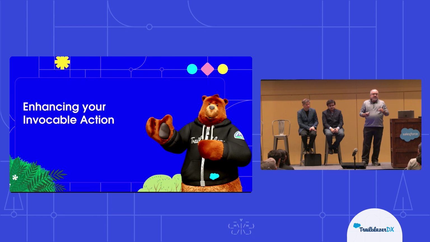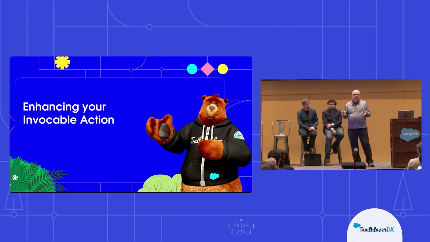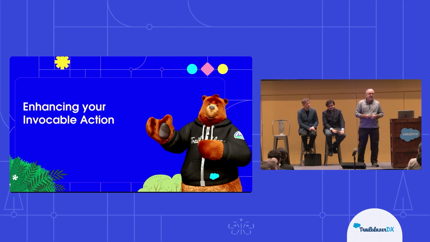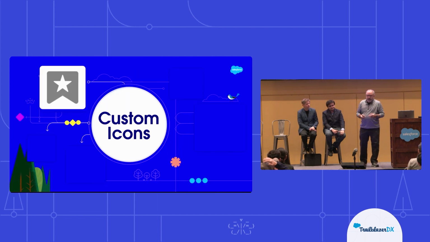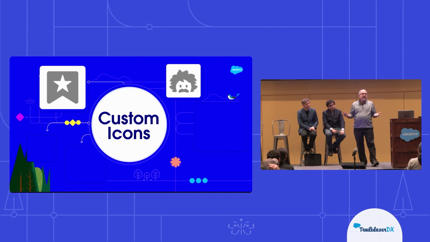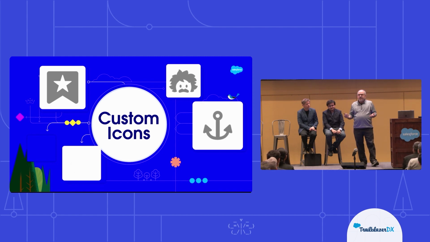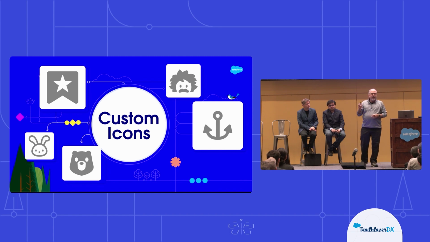Now, there are a few ways, and we touched on this briefly earlier, that you can enhance that invocable action. You guys are the coders, you're creating something that's great, it's going to do what you want it to do, but you're also making it available for admins and other people to use. You want them to use your code, you want them to take advantage of it, you want to make it easy for them. One of the things you can do is give it a custom icon. When you put this action in the Flow Builder, it doesn't have to look the same as all of the other ones, you can have a unique icon for your action.